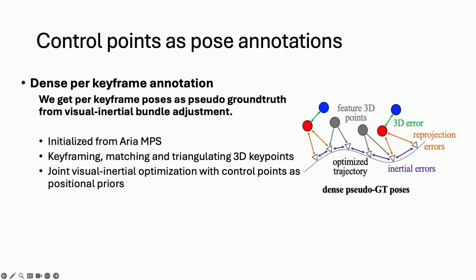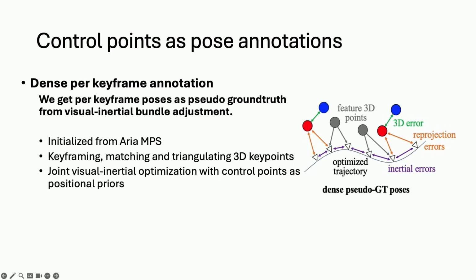We also pre-integrate the inertial measurements to relative pose constraints, and in the joint optimization, we do the visual bundle adjustment and also measure the inertial errors such that we can do a large-scale visual inertial bundle adjustment on top of the Aria MPS. Of course, our custom visual inertial bundle adjustment cannot be as perfect as the Aria MPS, but it serves a good purpose, such that we can include the control point measurements as positional priors for this specific triangulation of the control points.